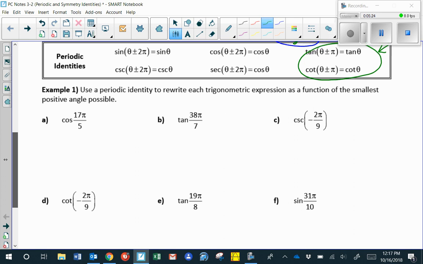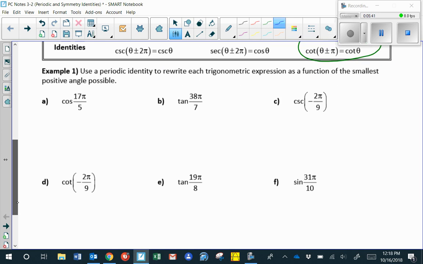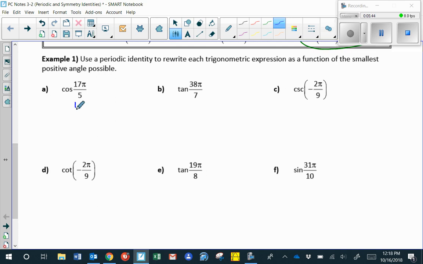So we can use the periodic identities to rewrite expressions so that we are taking the cosine, sine, or whatever trigonometric function of the smallest angle possible. So for a cosine function, I can add or subtract 2 pi and have the same value. So 2 pi for this angle would be in the form 10 pi over 5. If we subtract that off from the angle that's given, we'll have cosine of 7 pi over 5. And that's the smallest positive angle possible, because if we subtracted another 10 pi over 5, the angle would be negative.